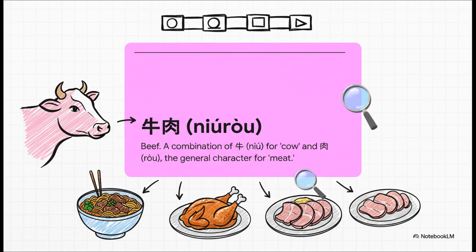Niu means cow or ox, and rou is the all-important character for meat. This is one you absolutely have to remember, because once you know rou, the menu just opens up for you. Chinese has this wonderfully logical, modular system. You just stick the character for the animal in front of rou. For example, ji is chicken, so ji rou is chicken meat. Zhu is pig, so zhu rou is pork. It's such an elegant system.